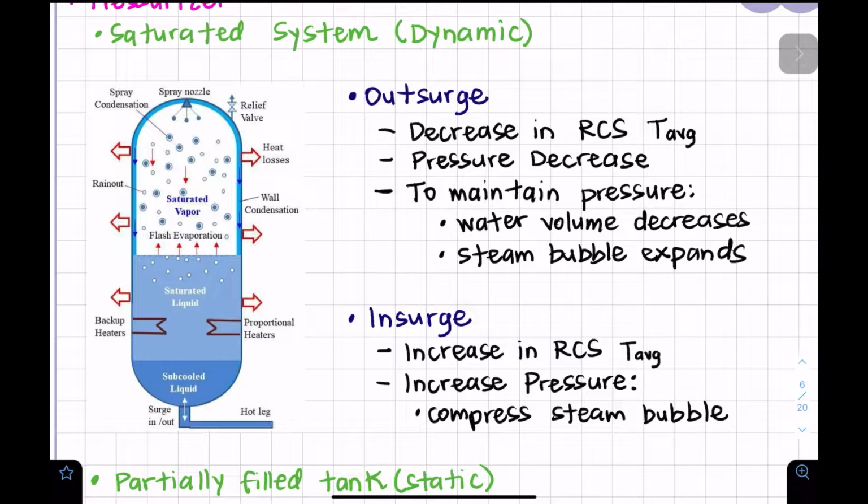So a decrease in the RCS average temperature is going to result in an outsurge from the pressurizer. So this line is going to be directly connected to the RCS, right? As it says, if we decrease the average temperature of the RCS, in turn, we're going to decrease our pressure, right? And that's what it's called an outsurge. Again, a decrease in the RCS average temperature will result in an outsurge from the pressurizer. As the water volume decreases, the steam bubble expands to maintain pressure.